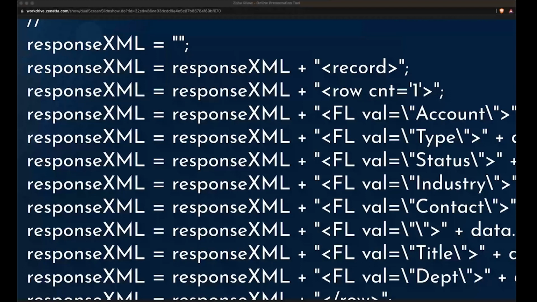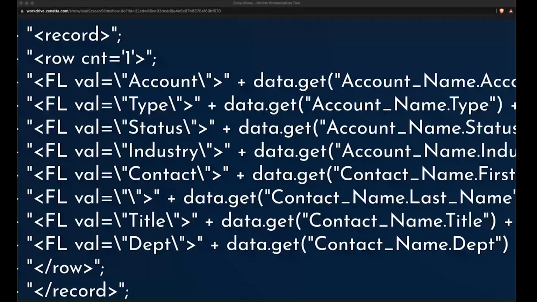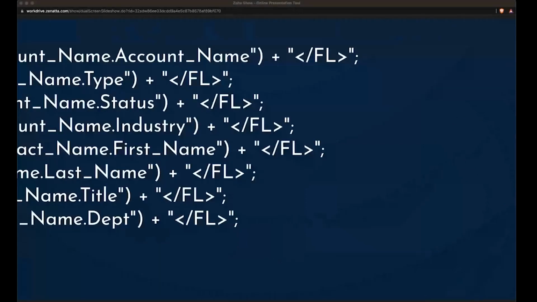Then after you have this FL tag, you have just the data that you get from your COQL query. And then lastly, you just need to close each piece of data with a closing FL tag. So in the end, you'll have this record, row, every column, row, another row, every column, another row, and then at the end, you'll have the closing record, and then you just return that whole string at the very end.